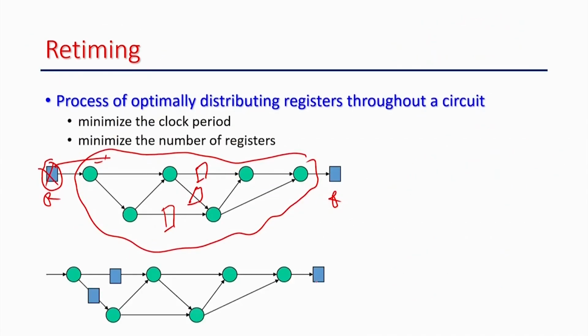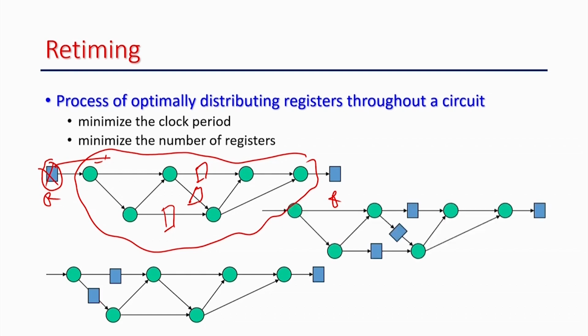So, after the first step, I move this register here, and then the circuit looks like this, right. Now you can see the maximum delay is 3, because from this register to this register I have 3 gates. From this input to this register the maximum delay is 3. So, from 5 I have reduced it to 3.